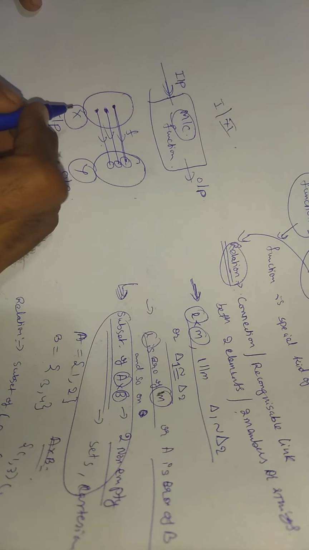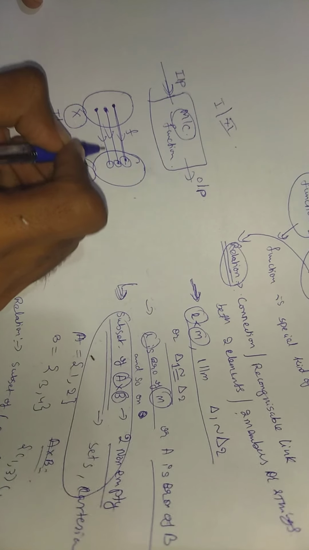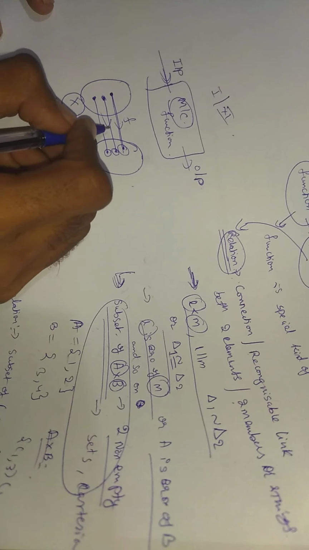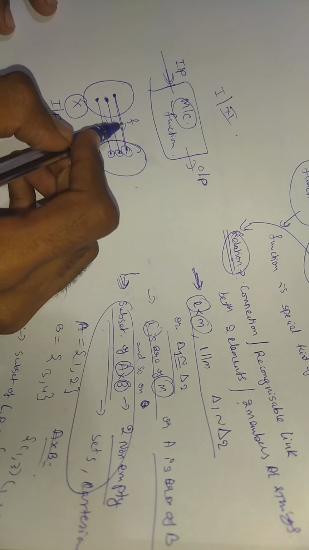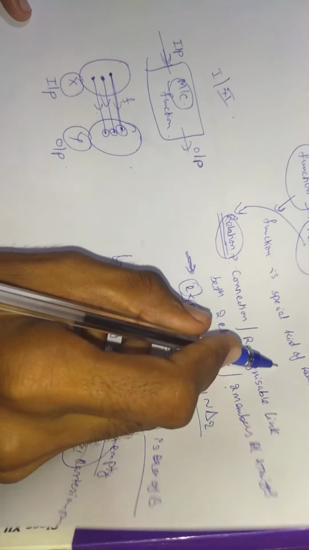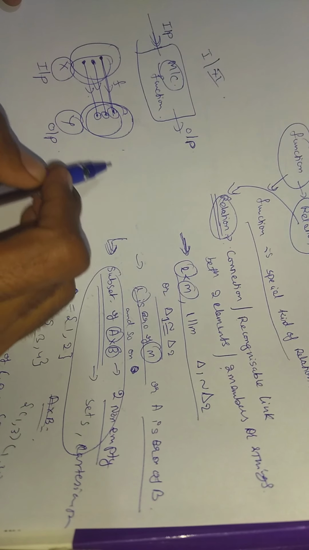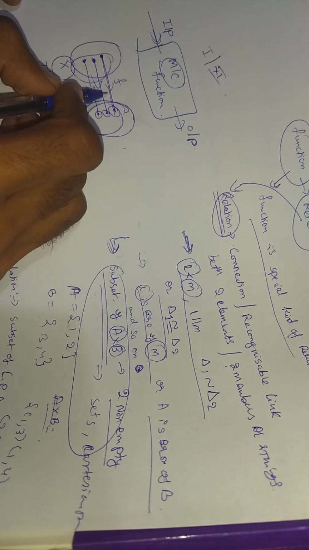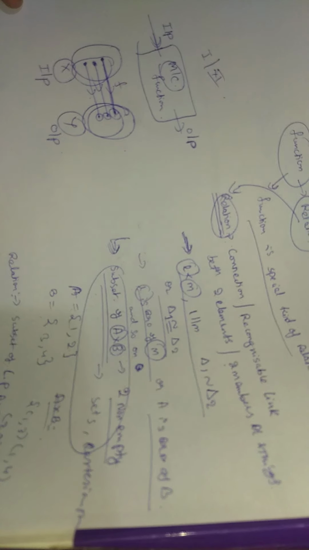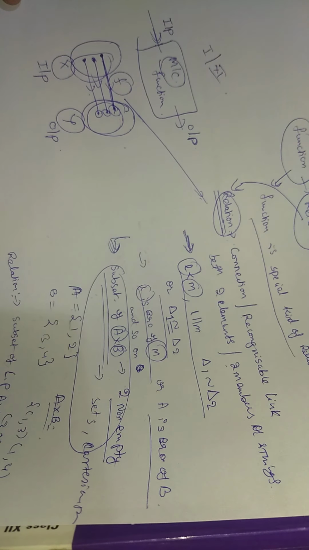So if we observe this, everywhere there are two elements, and there is some connection between these two elements. Now I said function is a special kind of relation. Why I said this is, in function also there are two elements, in relation also there are two elements, and there is some connection or link between these two elements. That's why I said function is a special kind of relation.